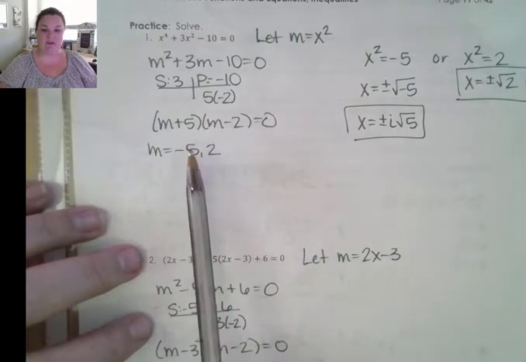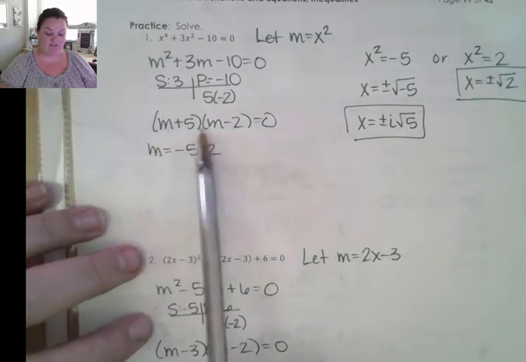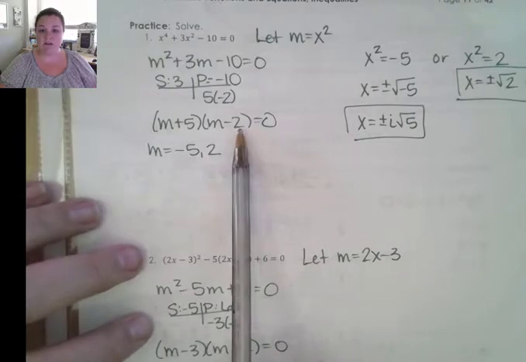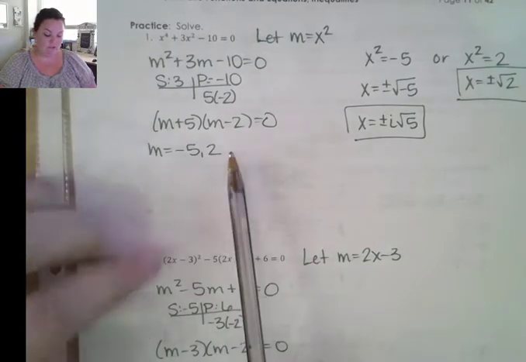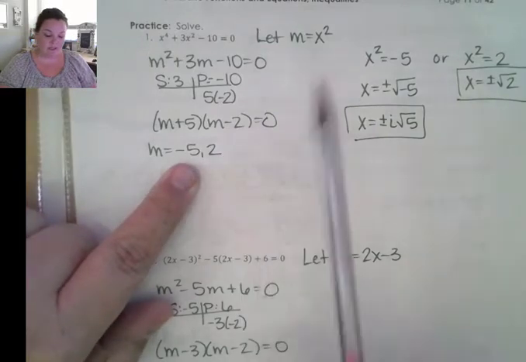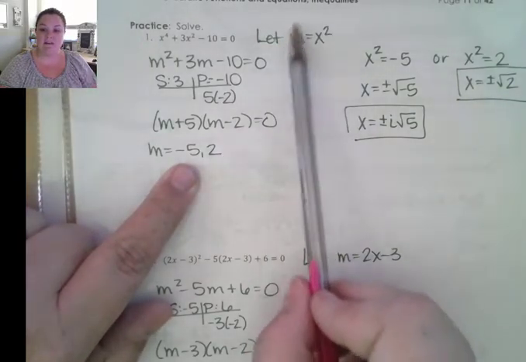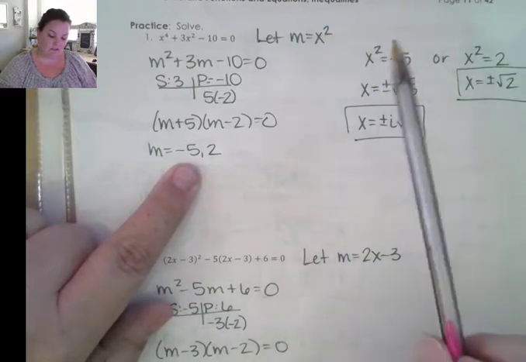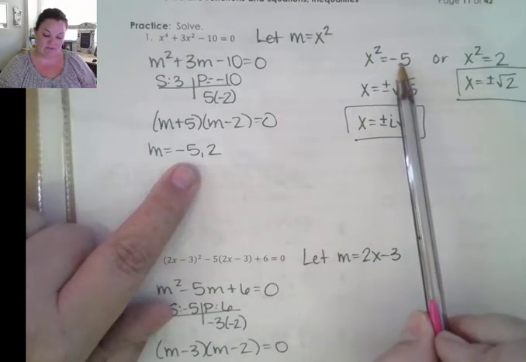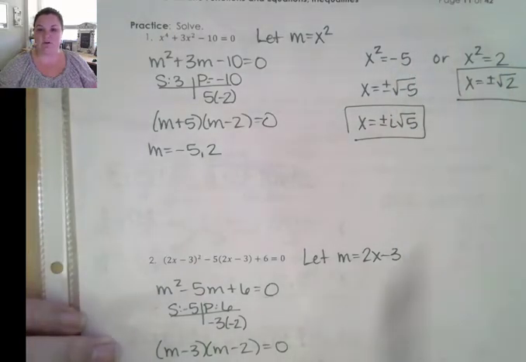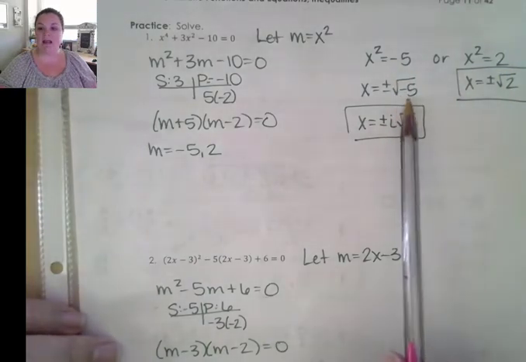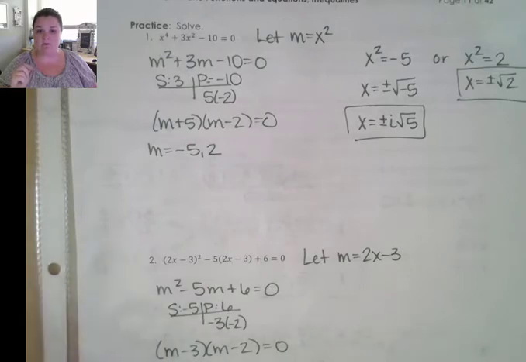And then we can factor it. It factors into m plus 5 and m minus 2. And when I solve those, I get negative 5 and positive 2. So once I get my answers for m, then I need to plug back in what m was originally. So this means x squared equals negative 5 or x squared equals 2. And then I just solve each of those. Okay, don't forget to pull your i out when you have a negative under the radical.